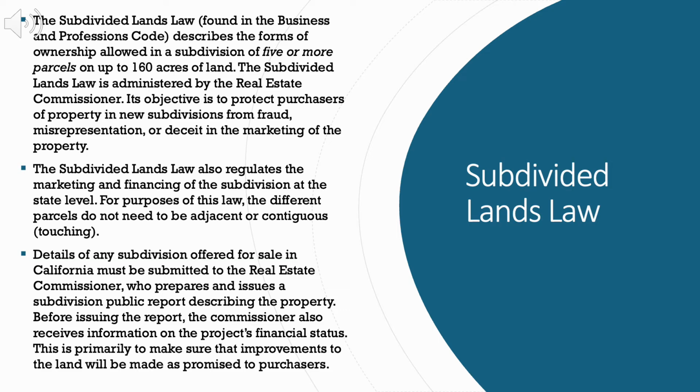The Subdivided Lands Law also regulates the marketing and financing of the subdivision at the state level. For purposes of this law, the different parcels do not need to be adjacent or contiguous, touching. Details of any subdivision offered for sale in California must be submitted to the Real Estate Commissioner, who prepares and issues a subdivision public report describing the property. Before issuing the report, the Commissioner also receives information on the project's financial status. This is primarily to make sure that improvements to the land will be made as promised to purchasers.